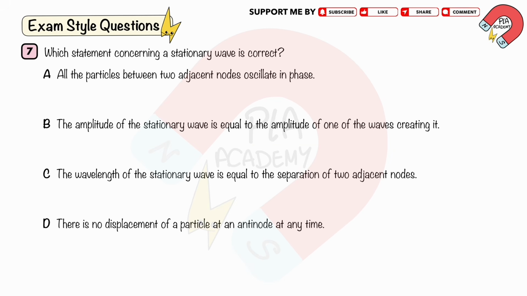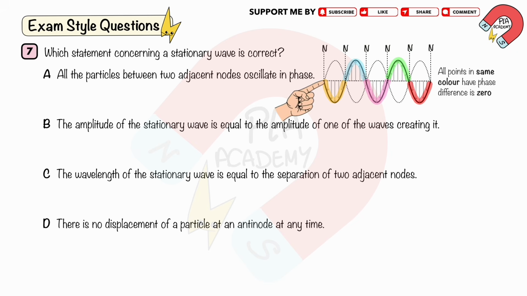Exam style question 7. Which statement concerning a stationary wave is correct? Choice A. All the particles between two adjacent nodes oscillate in phase. This is correct. Choice B. The amplitude of the stationary wave is equal to the amplitude of one of the waves creating it.